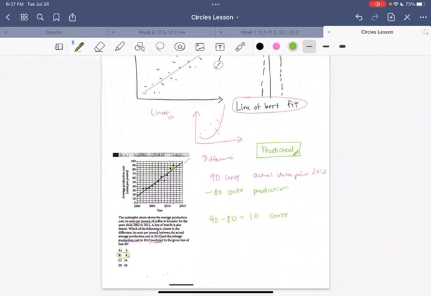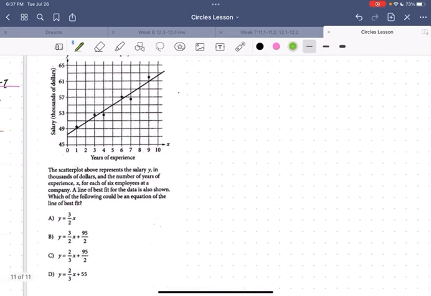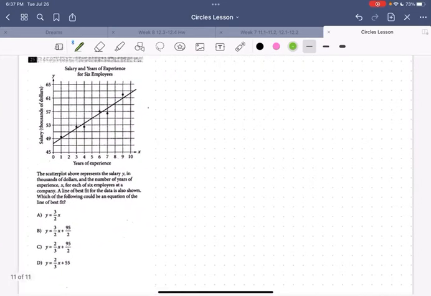Okay, let's do another question to get familiar with this. This is another one. The scatter plot above represents the salary y in thousands of dollars and the number of years of experience x for each of 6 employees at the company. A line of best fit for the data is also shown. Which of the following could be an equation for the line of best fit? Okay, so this is just like any other question when they give you a line and they're asking you to find an equation. So this should be pretty straightforward.